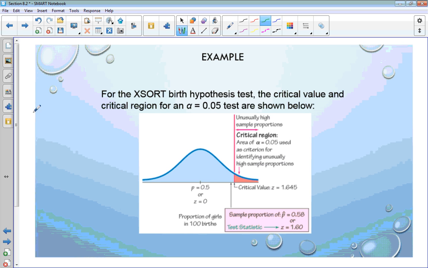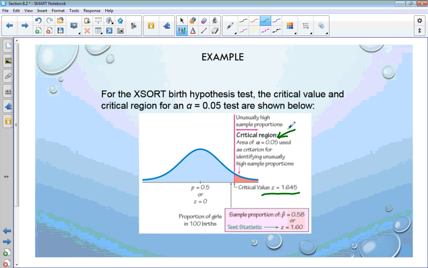So here's an example. Again, here is a better drawing than I could do. In the birth hypothesis test, the critical value and region for an alpha that I'm testing of 0.05, and we already know this from section 7.2, my critical z for that is 1.645. The area, because that's my significance, is alpha equal to 0.05.